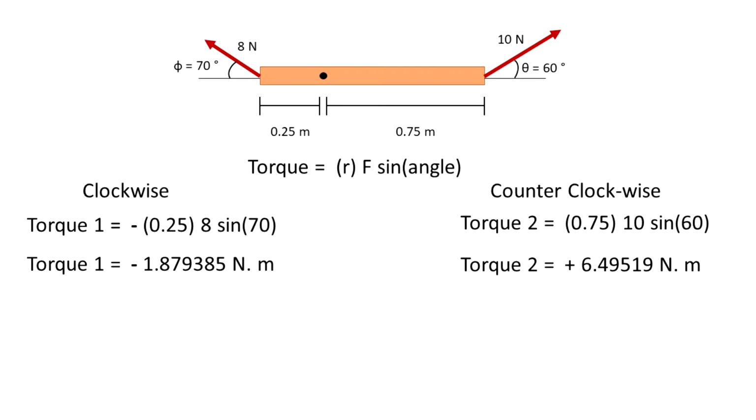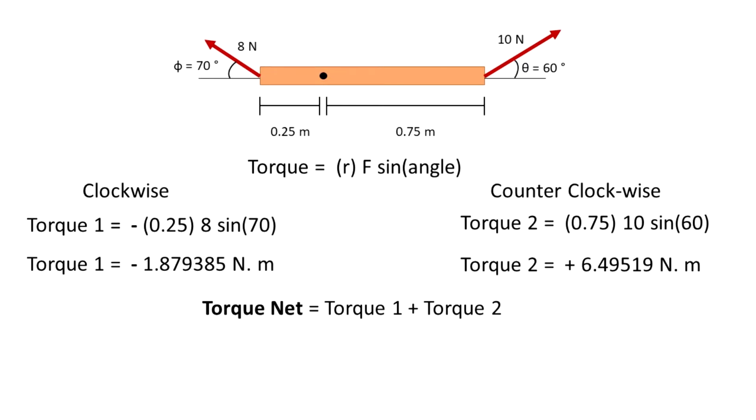The torque 2 is equal to 0.75 meters times 10 newtons times the sine of 60. Torque 2 is equal to positive 6.49519 newton meters. And it's positive because that force is doing a counterclockwise torque that by convention is positive.